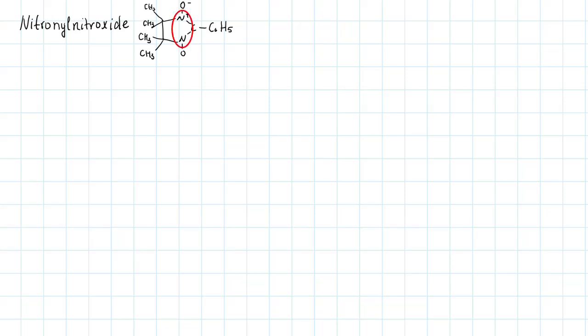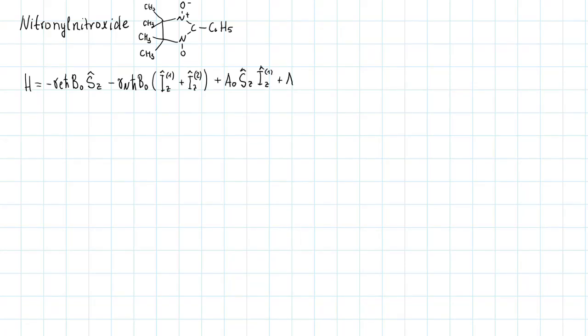Now let us focus on the nitronyl nitroxide EPR spectrum and try to explain its general features. This radical has one unpaired electron which interacts with the two nitrogen nuclear spins. Making similar steps as it was done in the case of TEMPO, we can write the spin Hamiltonian for the nitronyl nitroxide spin system.